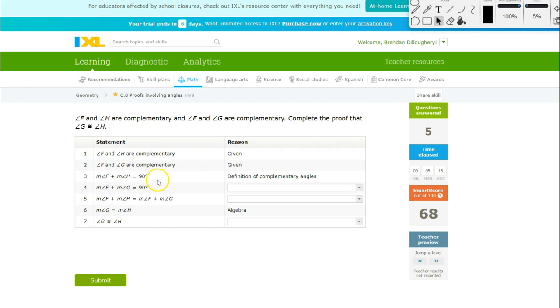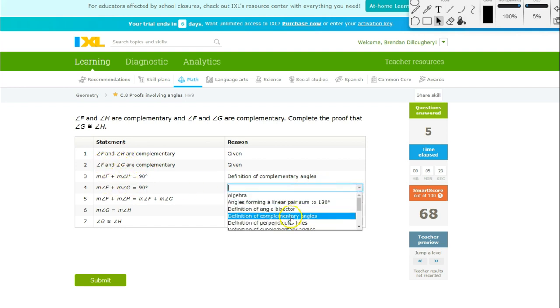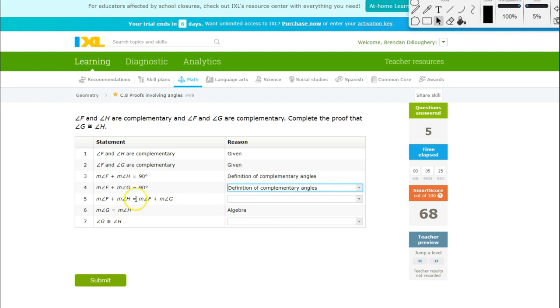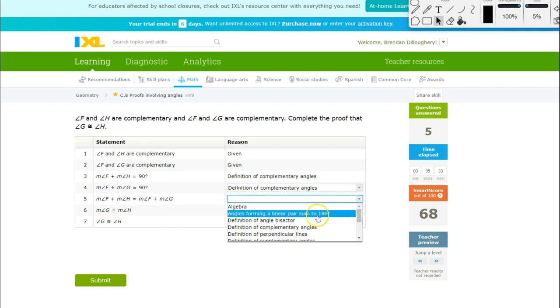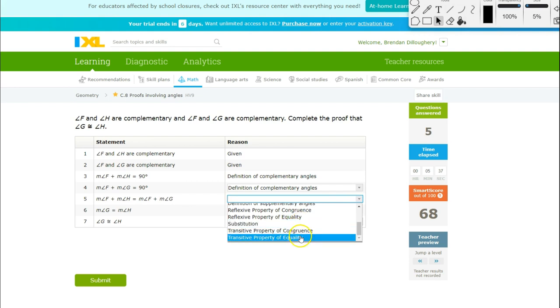I'm going to clear that palette there. So we have 2 pairs of complementary angles. So we get that those same 2 pairs add up to 90 because that's the very definition of complementary angles. Then we're going to go ahead and say, well, then the 2 pairs of angles sum up to the same thing, so they're equal to each other, the 2 sums, and that's by either substitution or transitive property of equality.